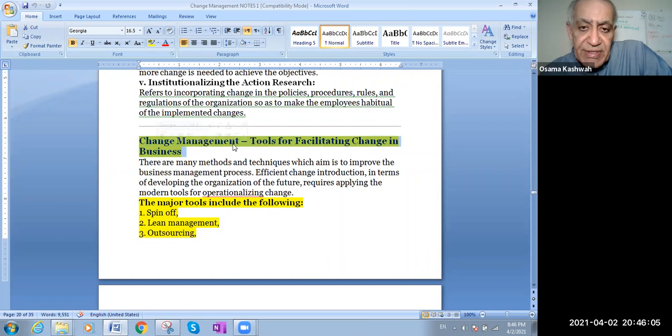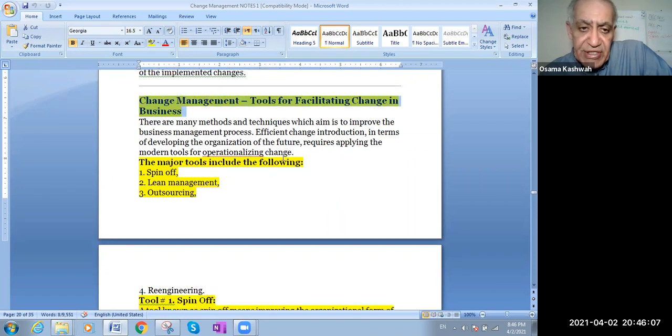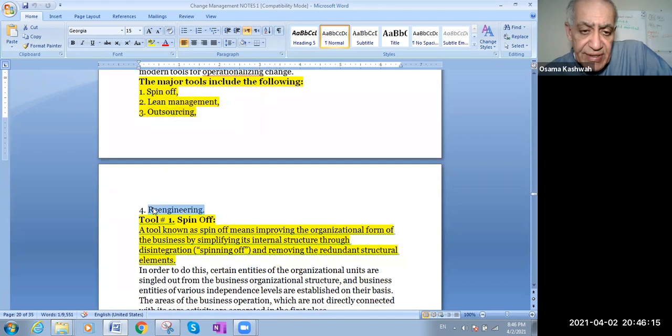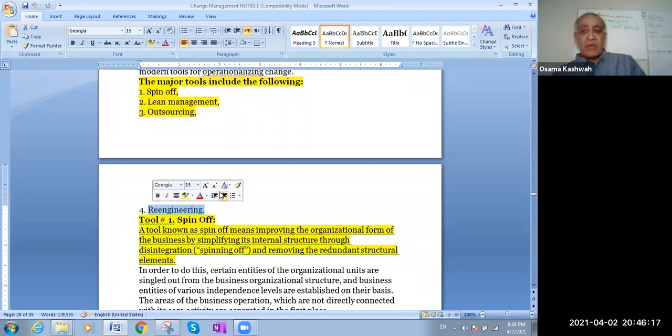Change management tools for facilitating change in the business. The major tools include the following: spin off, lean management, outsourcing, and re-engineering. So we'll know every one of them. What do we mean by those things that will make change easy?